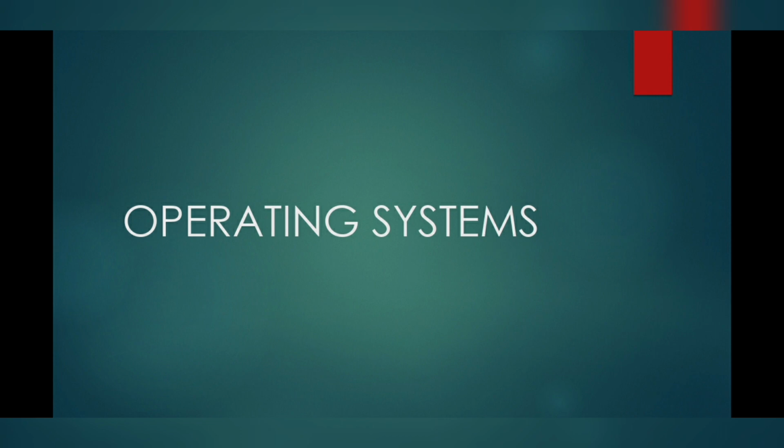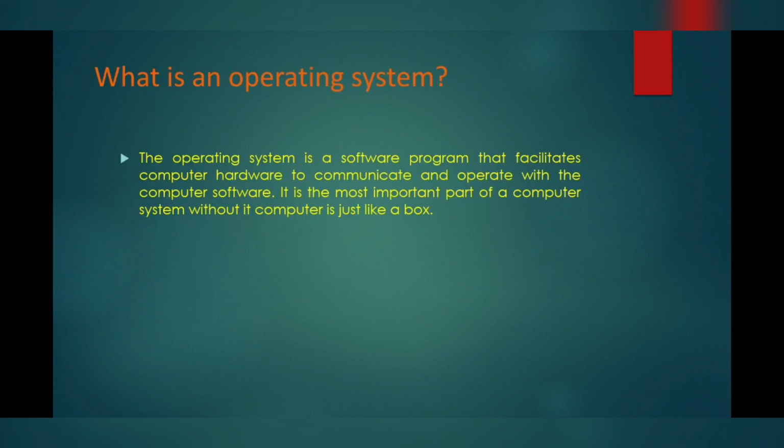Today I am going to teach operating system. What is an operating system? The operating system is a software program that facilitates computer hardware to communicate and operate with the computer software. It is the most important part of a computer system. Without it, computer is just like a box.